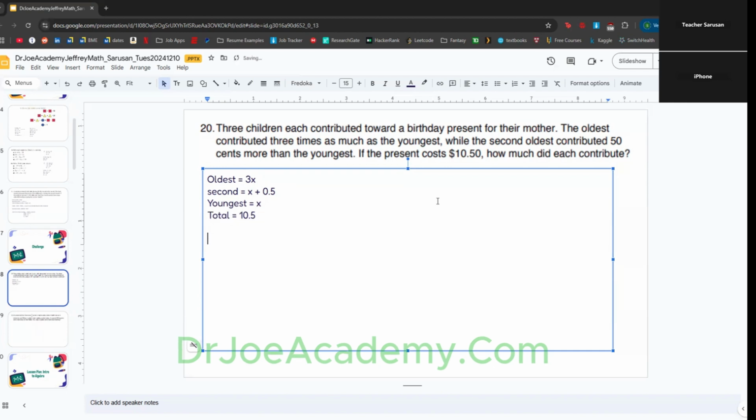And using this information, how can we solve? What do we need to solve? How much should each contribute? Okay, so how do we solve this? I mean, we'd have to create an equation.